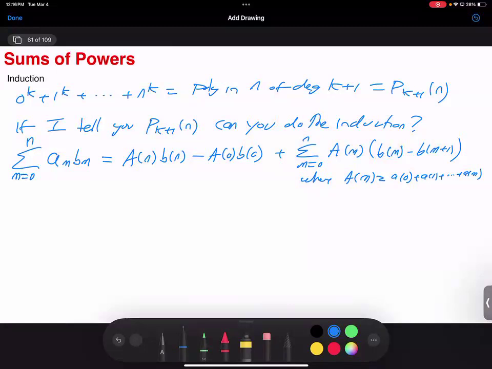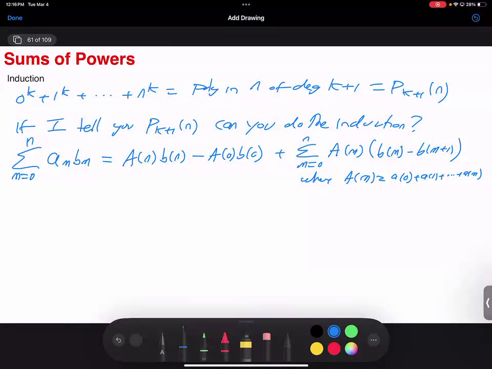And so the problem here is if you try to do Abel summation, you need to know what the sum of a is. Well, if a_m is the (k minus 1)th power, then capital A would be the kth power. And that's what you're trying to solve for.